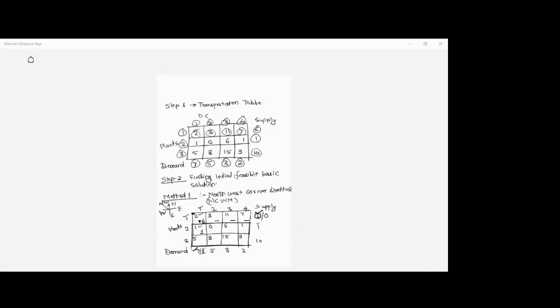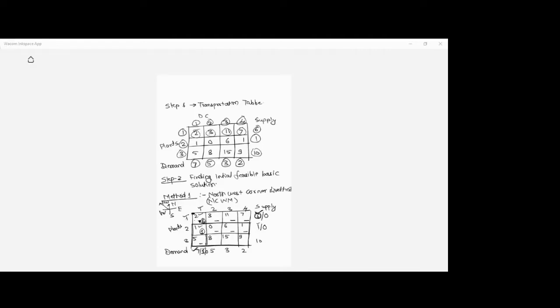Now that I have allocated 1 here, I have exhausted the supply for plant 2, right? And similarly, if you see the distribution center, 1 million liter was pending, and now I have completely supplied the 7 million liters of milk. That is 6 plus 1 is equal to 7, right? So I cannot allocate any further values in this column. Similarly, I cannot allocate any values in this row also.